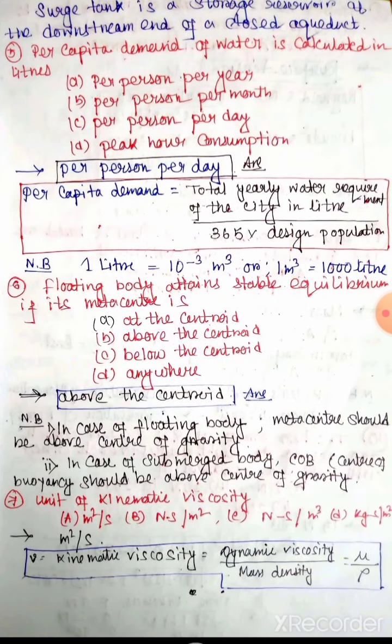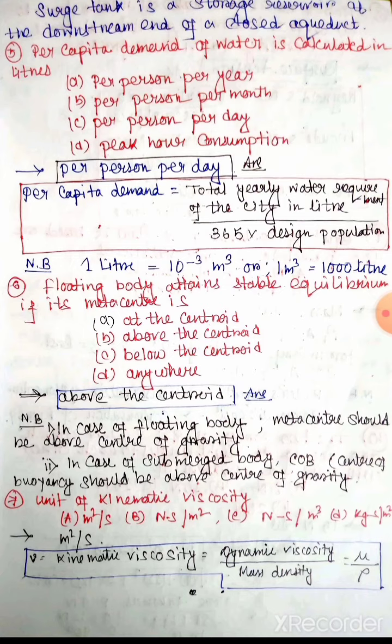Proceed to the next question. Per capita demand of water is calculated in liters per person per year, per person per month, per person per day, or peak hour consumption. The correct answer for this question is per person per day. Per capita demand can be defined as total yearly water required by the city in liters divided by 365 times the design population. Note that 1 liter is equal to 10 to the power minus 3 meter cube, or 1 meter cube is equal to 1000 liters.